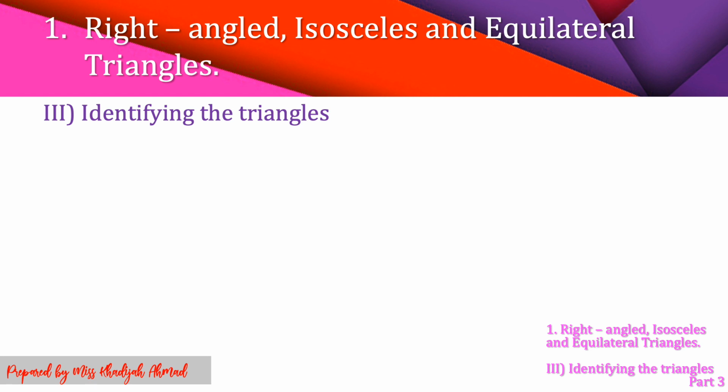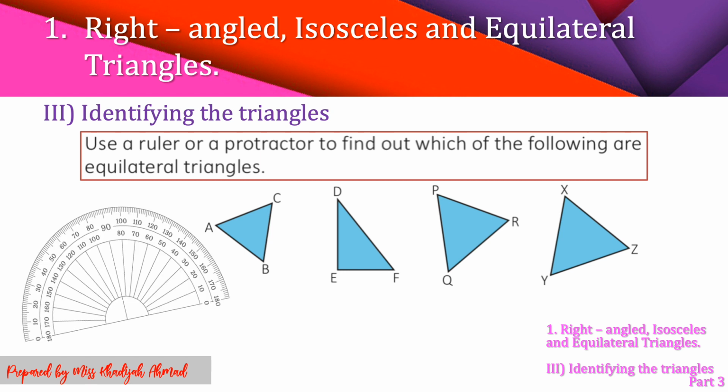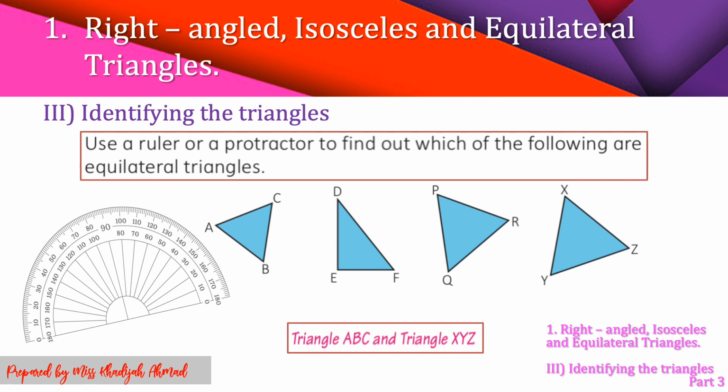Next example are from Yes Maths 5A, page 137. For this example, I used protractor to measure all of the angles. I found out that all angles in triangle ABC are 60 degrees, which is the same as triangle XYZ. Here, I concluded that triangle ABC and triangle XYZ are equilateral triangle.